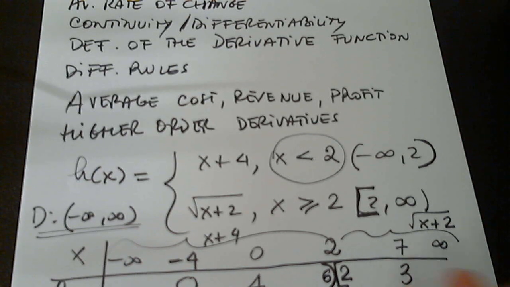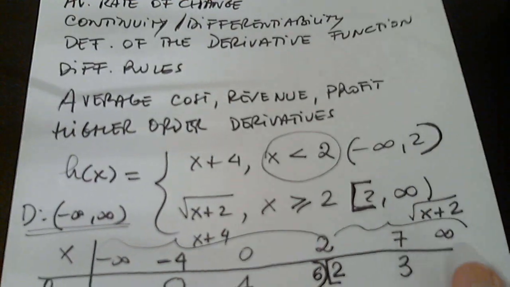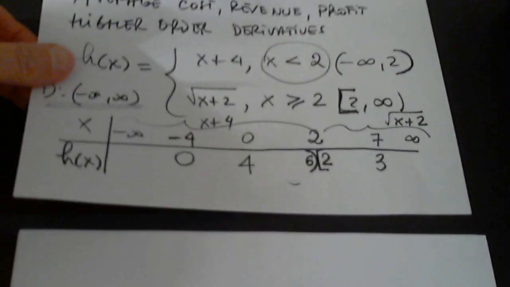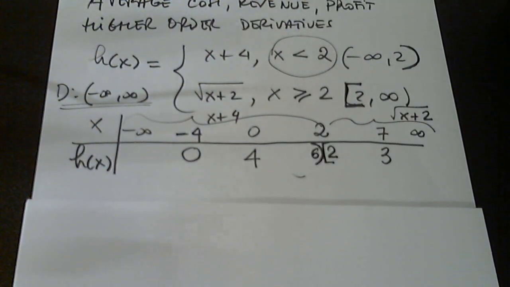Okay. I need at least one more point on the other side. And I wanted to find something convenient because I don't want to plot 2.399. Okay. So now we're ready to graph the function.